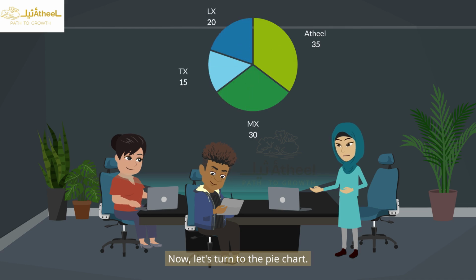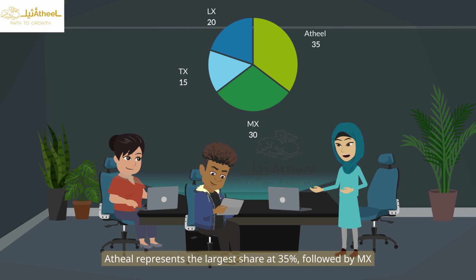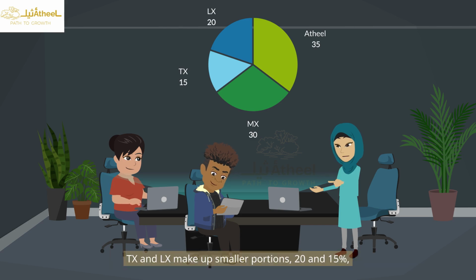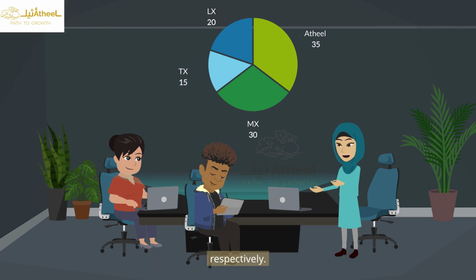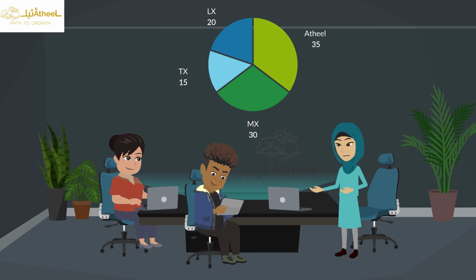Now, let's turn to the pie chart. This pie chart shows the platforms students use most for learning English online. Ethiel represents the largest share at 35%, followed by MX at 30%. TX and LX make up smaller portions, 20 and 15%, respectively. We can say that Ethiel leads the group, while LX accounts for the smallest share.